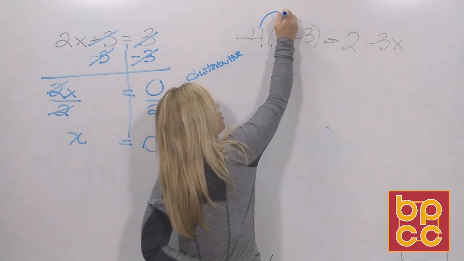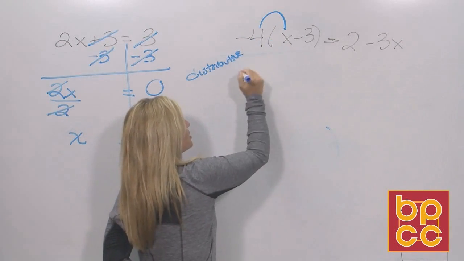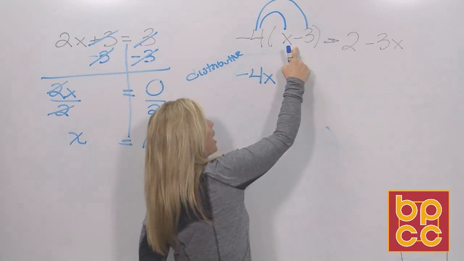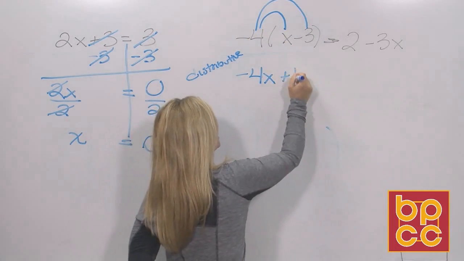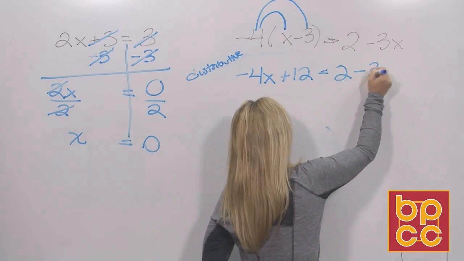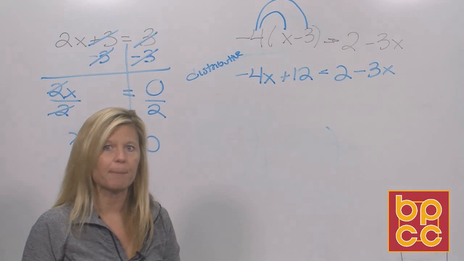And I usually make little rainbows here so I know that I'm multiplying. Negative 4 times x is negative 4x. Negative 4 times negative 3 is positive 12. The other side, you just bring down. One of the things you're going to learn for college algebra is you've got to go step by step and go slow.